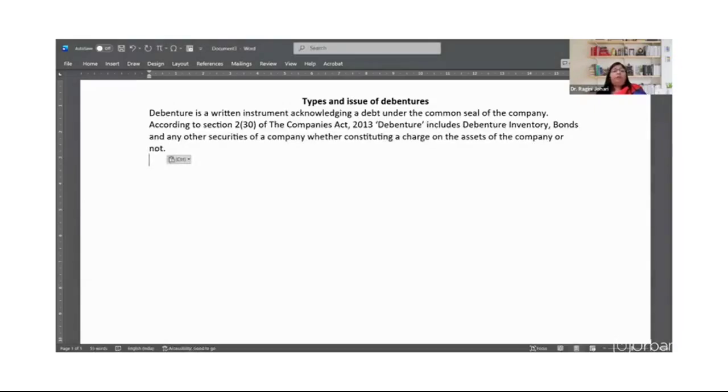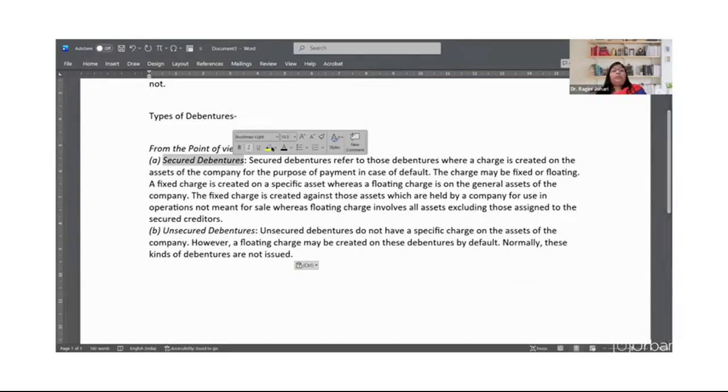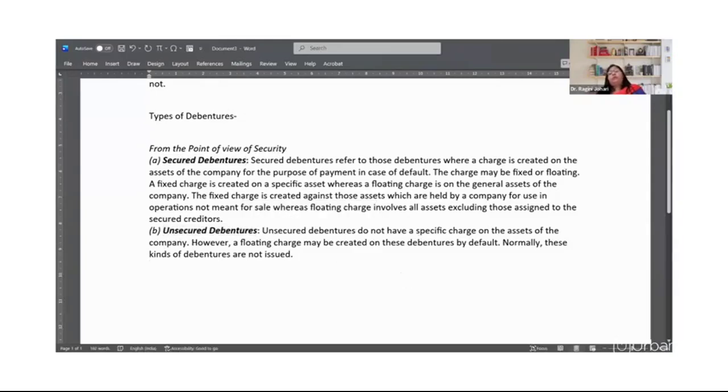Now we talk about different types of debentures. The first type can be understood from the point of view of security. From this point of view, we have two types of debentures: secured debentures and unsecured debentures. Now, how do we differentiate between the two? Secured debentures are those debentures where a charge is created on the assets of the company for the purpose of payment in case of default.